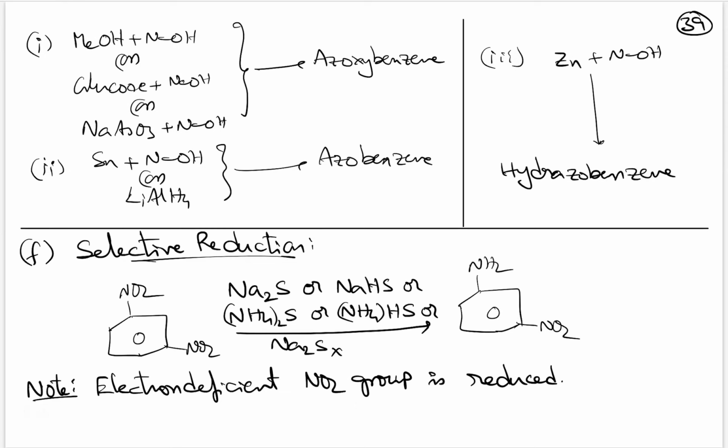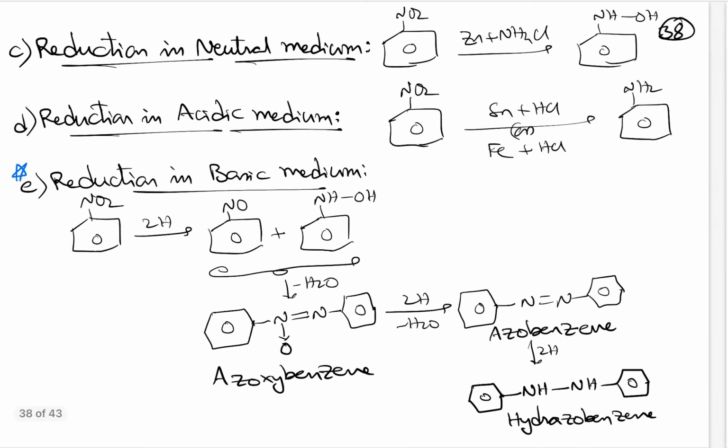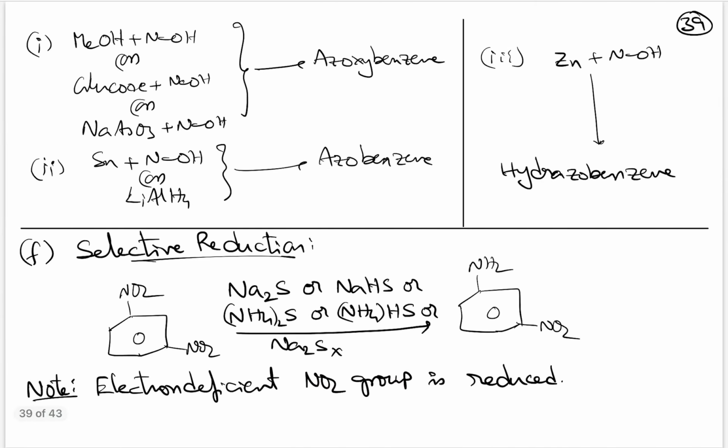So different extents of reduction are possible even in a basic medium. If you use this basic medium, methanol plus NaOH, or glucose plus NaOH, or sodium arsenite plus NaOH, you will get azoxybenzene, that is the first product. Then tin plus NaOH or lithium aluminum hydride, you will get the second product, that is azobenzene. And zinc with NaOH, the strongest basic medium, will give the final basic medium product, that is hydrazobenzene.